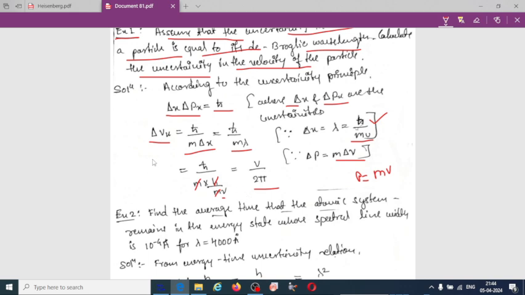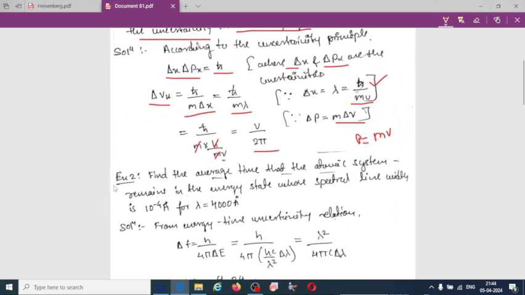So this is the uncertainty in velocity. Example 2: find the average time that the atomic system remains in the energy state whose spectral line width is 10 to the power minus 4 angstrom for the wavelength 4000 angstrom. In the question they have clearly mentioned you should find the average time. That means the time is uncertain relative to the energy, as I explained.